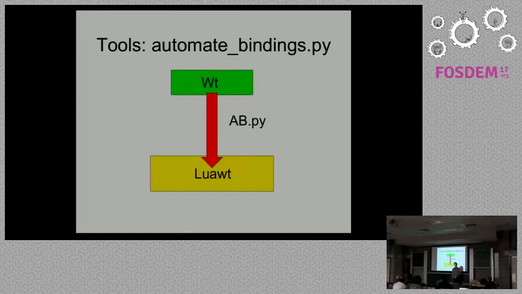Actually, we have a script called LuaWt.py. Don't be scared about this abbreviation. It has nothing in common with A/B tests. It's a Python script, which has a lot of functions. It uses a technology called GCCXML, which is a parser for C++ code. So it takes Wt headers in our case, and it produces bindings for them. So it's just a specific code generator, which is used actually to generate most of the code.